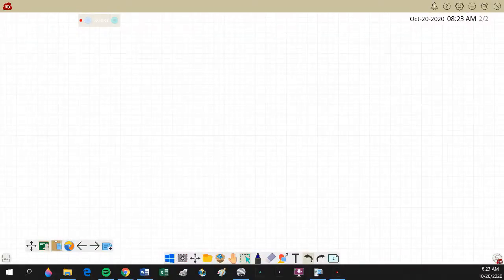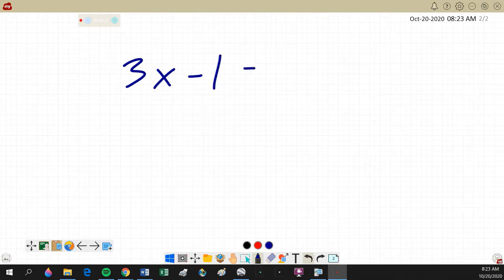We're working on 4.1 today. So if I have the equation 3x minus 1 equals 11, and I say that the solution is x equals 4, what does that mean? What does it mean to be the solution of an equation? It's the number that you can plug in to make the equation true.